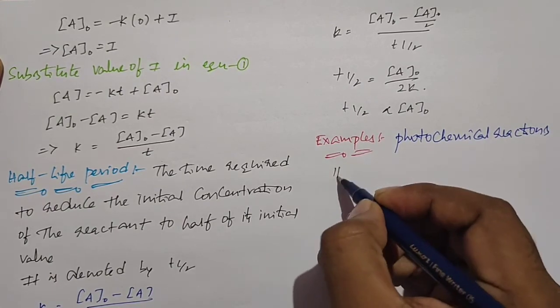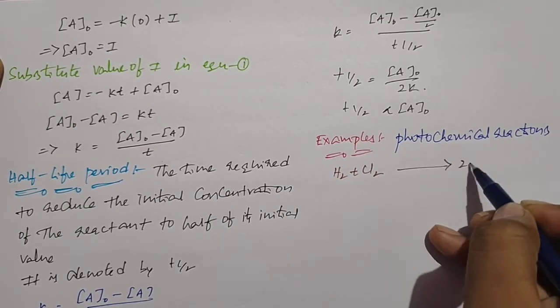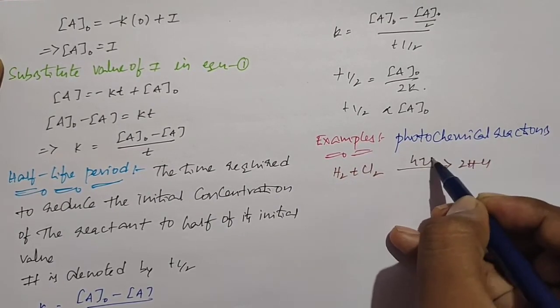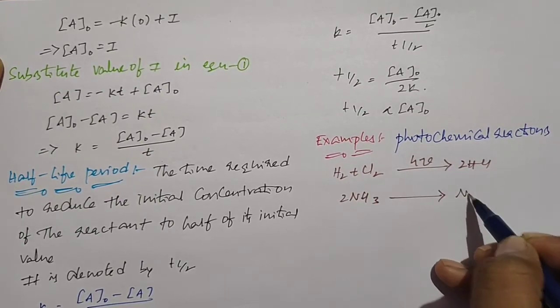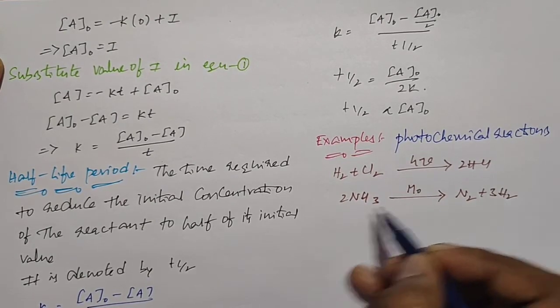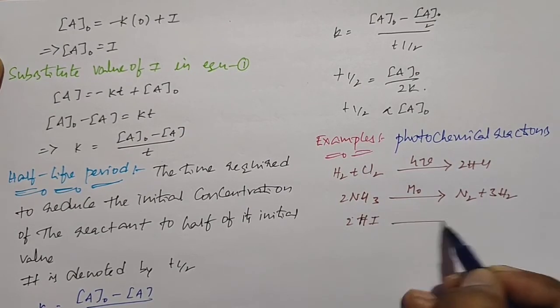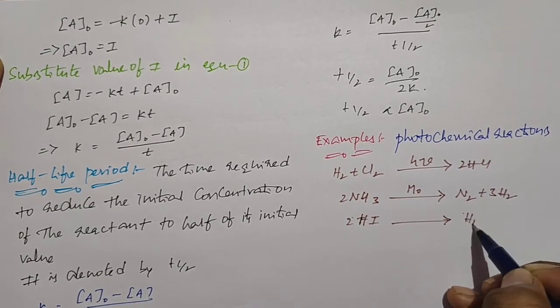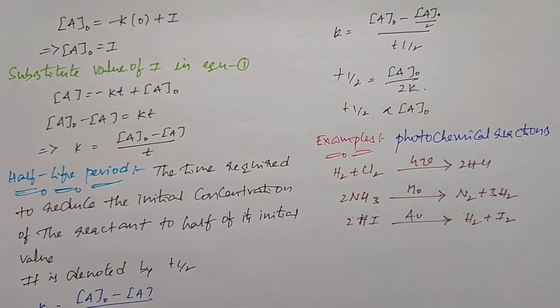Those are H2 plus Cl2 gives 2HCl in presence of sunlight, and 2NH3 gives N2 plus 3H2 in presence of molybdenum, and when 2 moles of hydrogen iodide undergo decomposition, it forms H2 plus I2 in presence of gold. All these equations are examples for a zero order reaction.